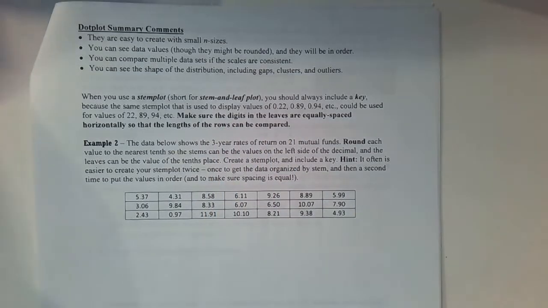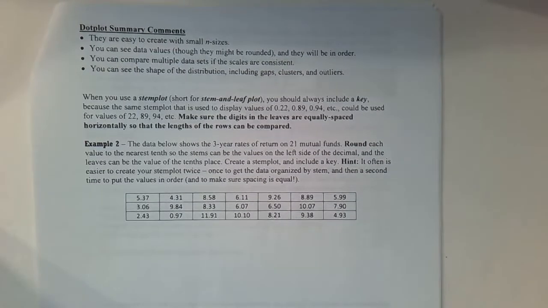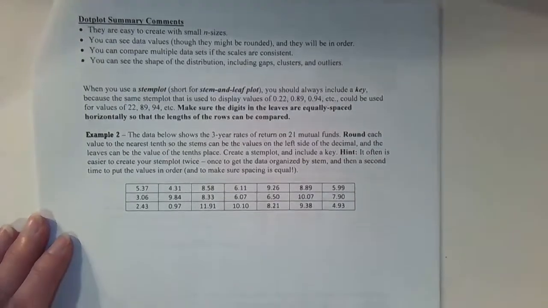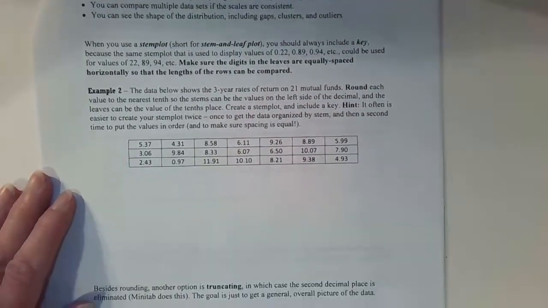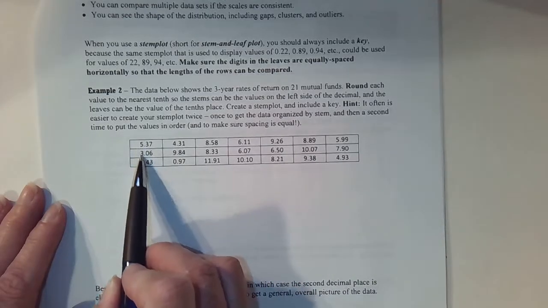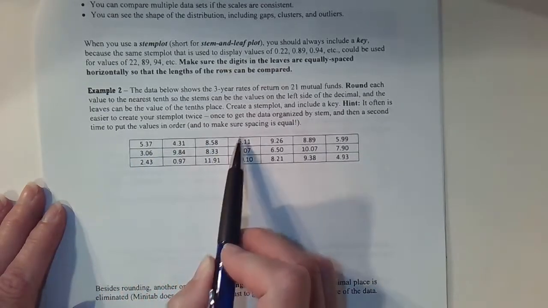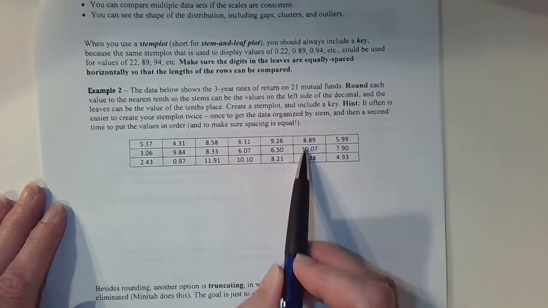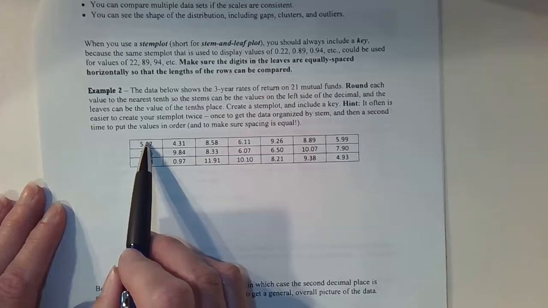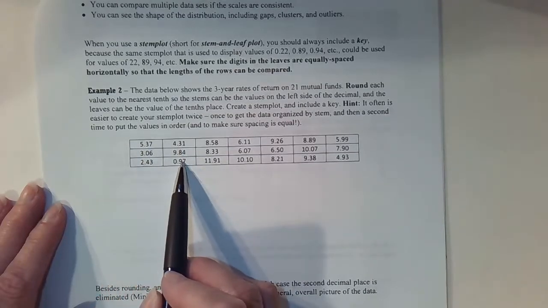All right, so in this example right here, it says the data below shows the 3-year rates of return on 21 mutual funds. So in other words, it's pretty much like the interest rate on investments that you have. We're going to round each value to the nearest tenth. So the stems are going to be the numbers on the left side of the decimal. So these numbers are going to be our stems. And the leaves will be whatever number ends up on the right side of the decimal after we round.